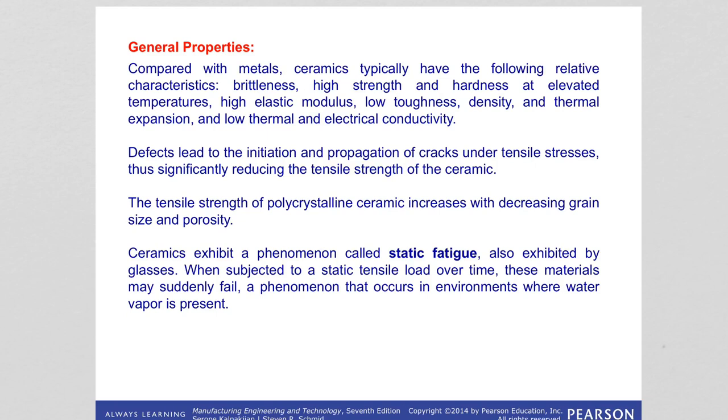When it comes to comparing the properties of ceramics with metals, compared to metals they have higher strength and higher modulus, and they can preserve these at elevated temperatures. They are less dense, more lightweight, right? And they also have low toughness, which is bad, low thermal expansion, and low thermal and electrical conductivities.